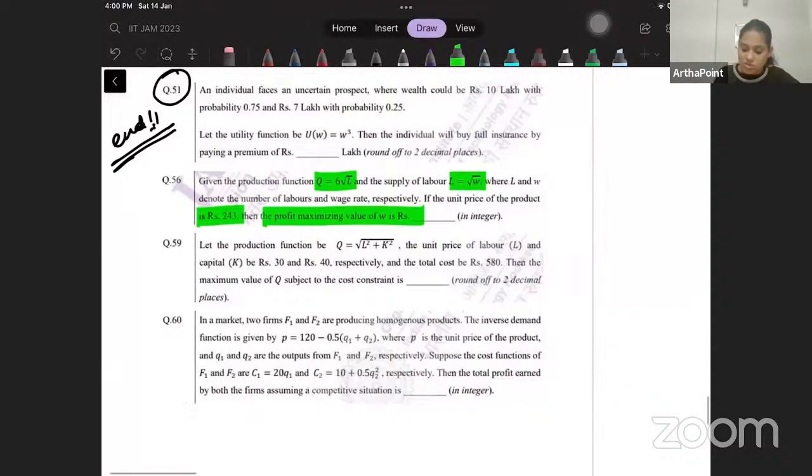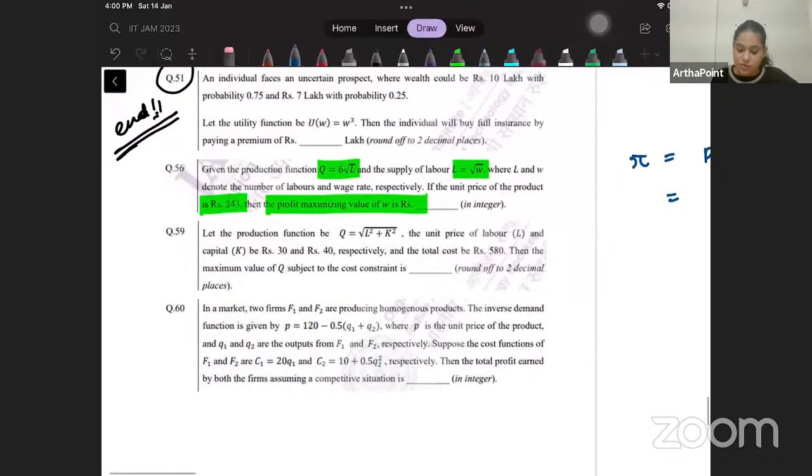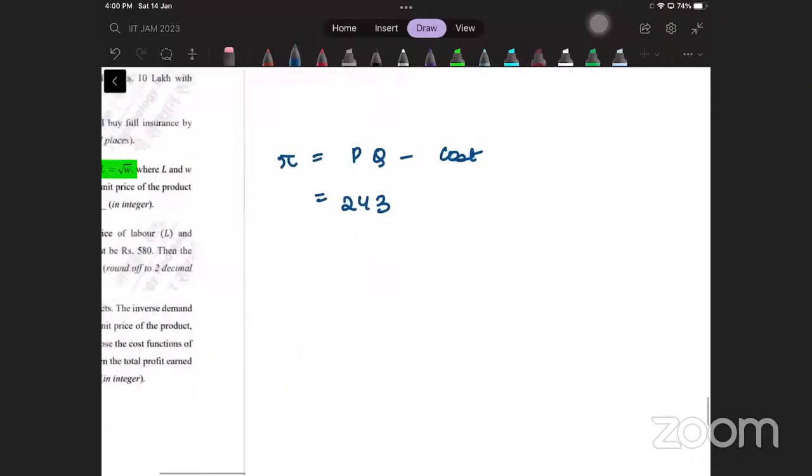Okay, so to do this question, let's find profit. Profit is price into quantity minus cost. So price is given to you as 243. Quantity is given to you as 6 root L.